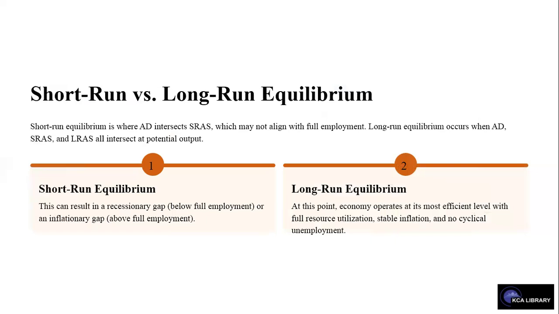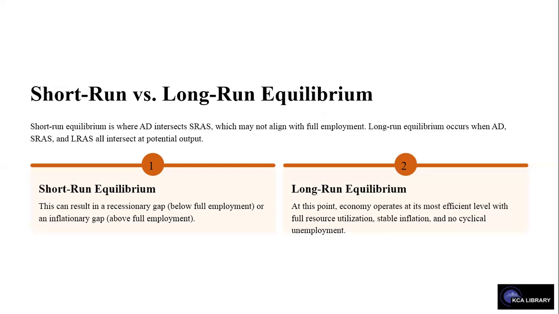When we talk about the short run equilibrium, it is where the aggregate demand intersects the SRAS, the short run, and which may not align with the full employment. For the long run equilibrium, it occurs when the aggregate demand, the SRAS and the LRAS all intersect at potential output.